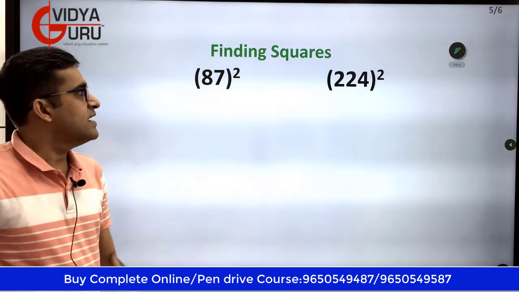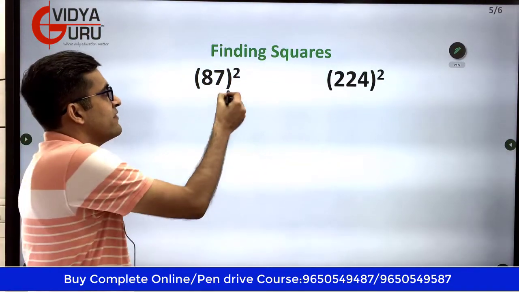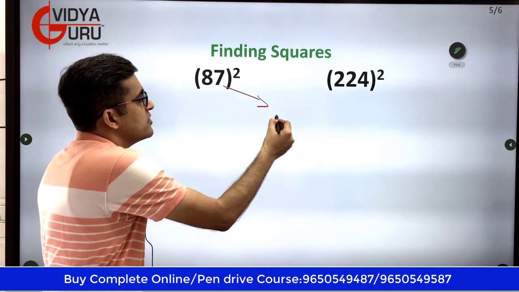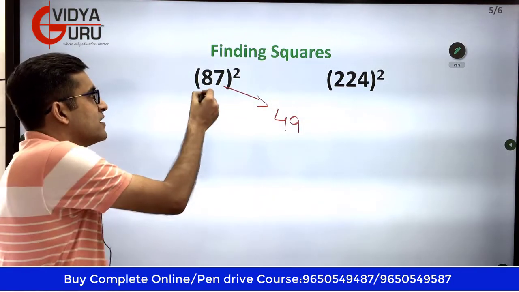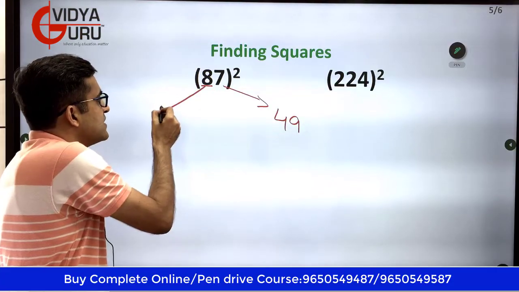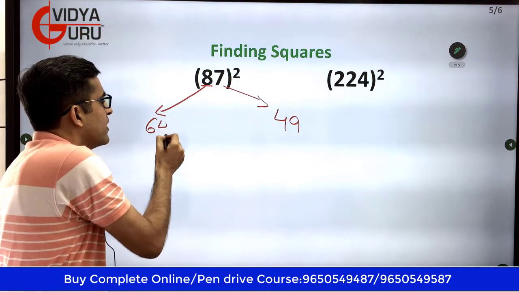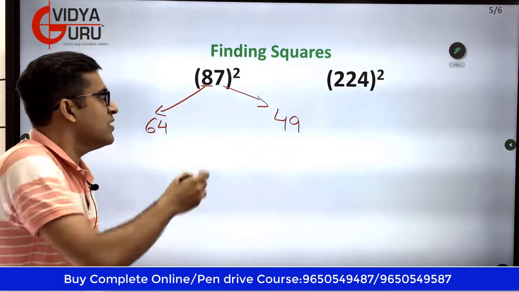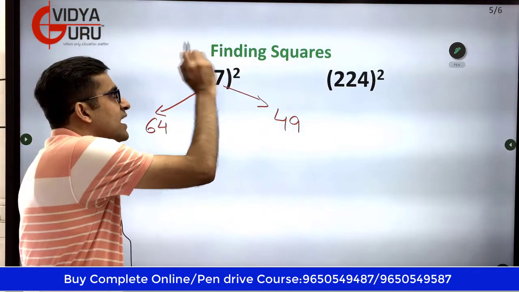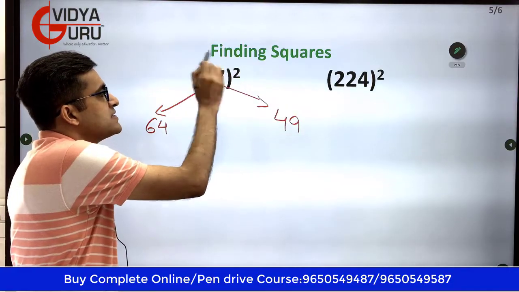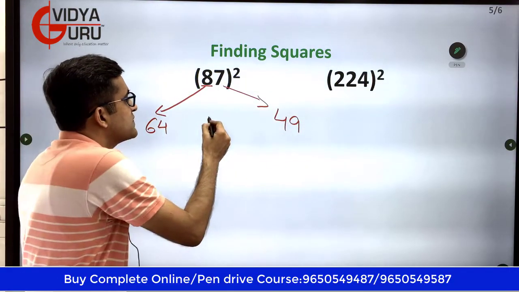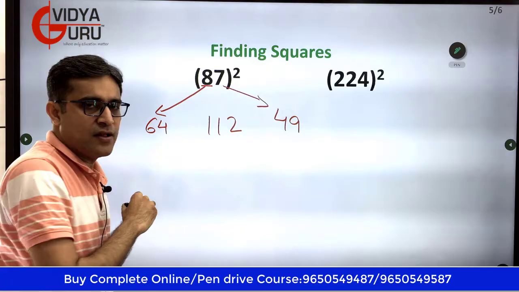Now 87 square. 7 square is what, students? The 7 square is 49. What is the other digit? The other digit is 8. 8 square is 64. In between, what am I going to do? Multiply the numbers and then multiply it with 2. 8 sevens are 56. 56 into 2 gives me 112.